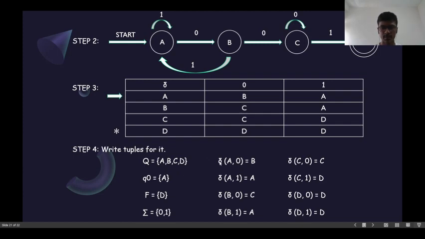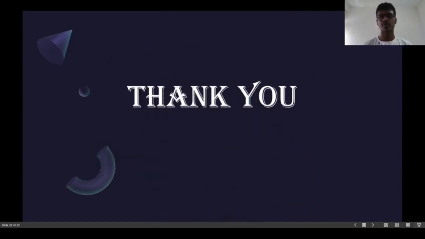And delta of A comma 0, A comma 1 is similar to how we got the transition table. Just using this transition table, you can write delta of A comma 0 equal to B, delta of B comma 0 equal to C. From this we can write the rest. This is how we are going to solve those problems in DFA, and this is what DFA is. Thank you.